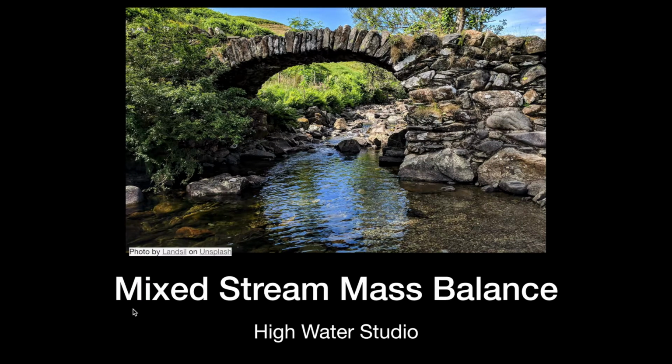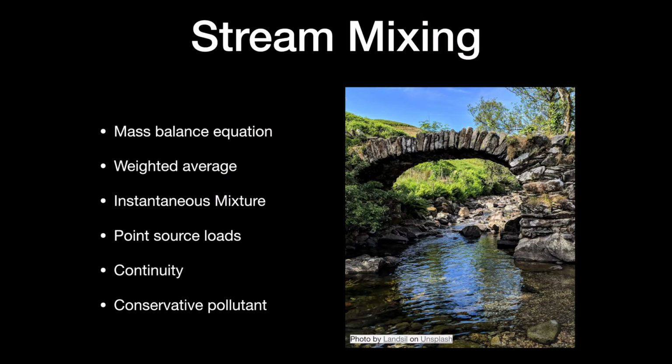In today's lecture, we're going to talk about how to determine mixed stream concentrations by performing a mass balance. Stream mixing is basically when you have two streams merging together, obviously, but it could also be when you have some kind of concentrated flow. A good example of that would be the waste stream from some sort of industrial process, or concentrated stormwater runoff being discharged to a receiving stream.